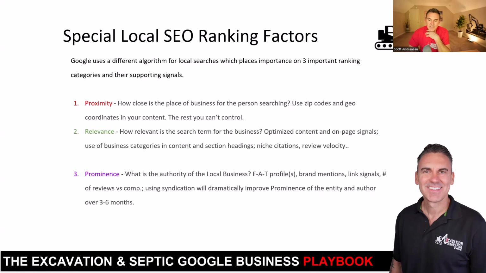Prominence. What is the authority of the local business? Brand mentions, link signals, EAT profile, number of reviews you have versus the competition. Using syndication of your content will dramatically improve your prominence of the business and whoever authored the content over the next 3 to 6 months.